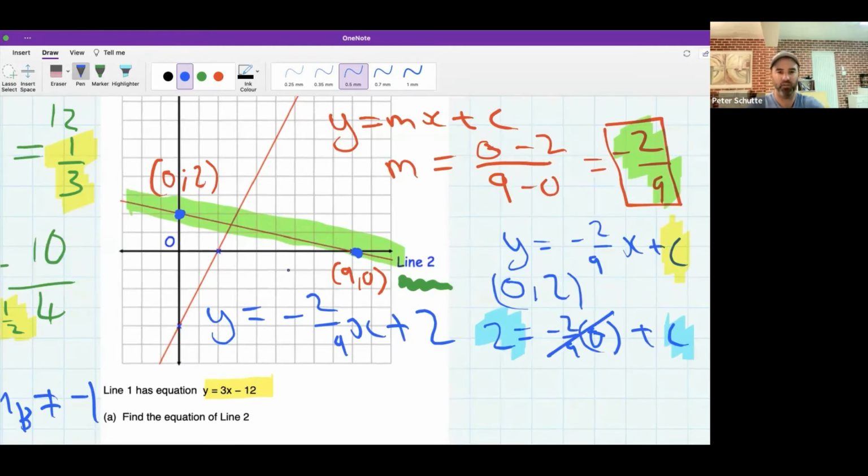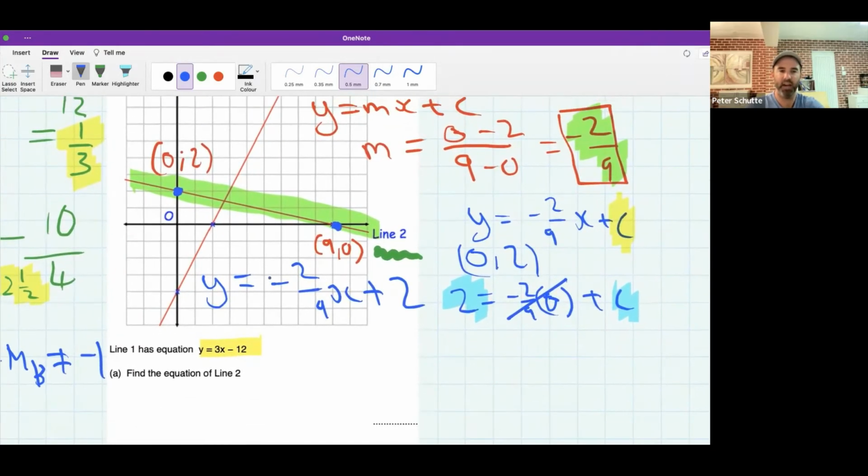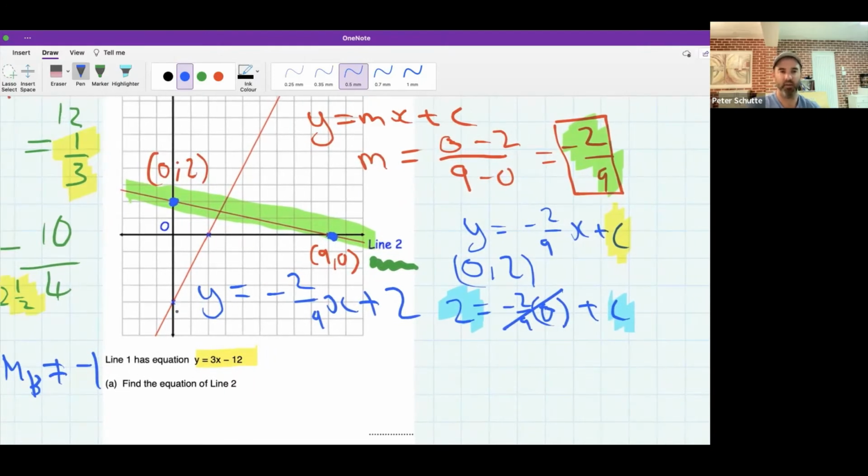Okay, now the big question. If we look at these 2 lines, line 1 has an equation of 3x minus 12. Line 2 has this equation. How are we going to check if these guys are perpendicular, and are they perpendicular? I want you to tell me.